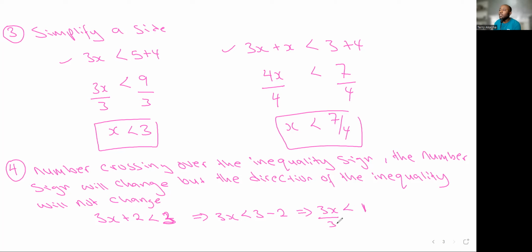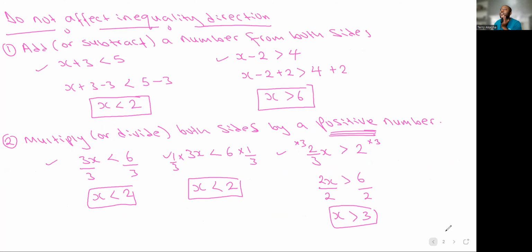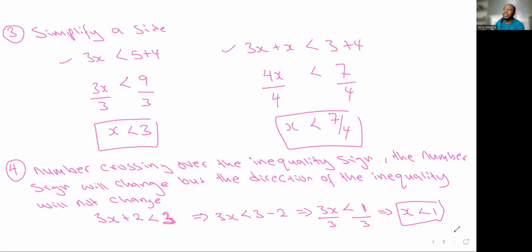Now also, when you divide by a positive number, the direction will not change as well. Is that okay? So these are the 4 things that will not affect the direction of inequality. When you're adding or subtracting a number from both sides, nothing will change. When you multiply or divide both sides by a positive number, nothing's going to change as well. When you're simplifying the side, nothing will change. When a number is crossing, it's just similar to the equal to sign. Remember with equal to, when you're crossing the equal to, it changes.